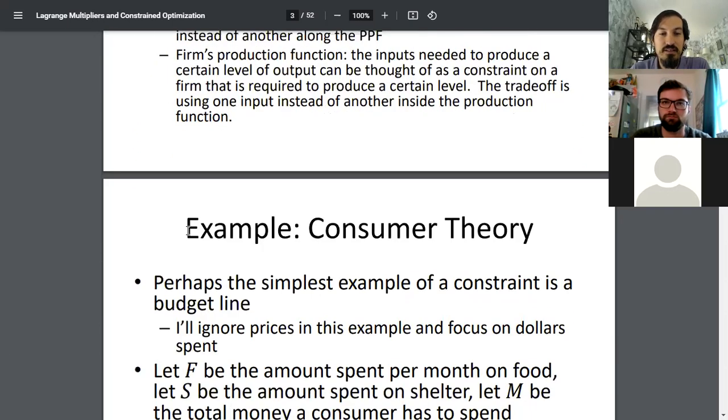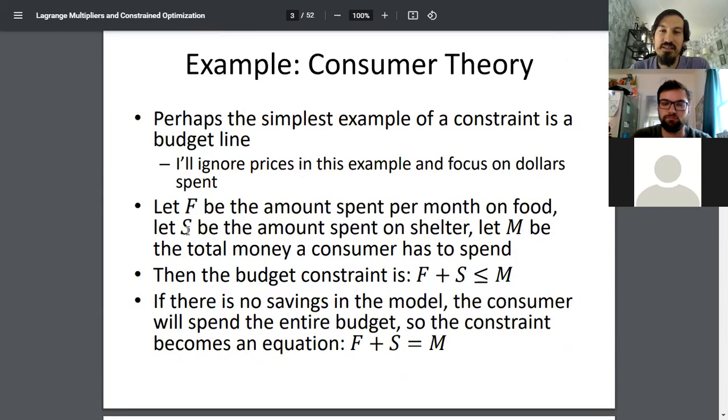Let's go on. First example I want to give you guys is consumer theory. It's the simplest example. And you know what? I'm even going to ignore prices. Something that's very fundamentally a part of consumer theory is, what are the prices of these goods? I'm going to ignore them and just focus on dollars spent.